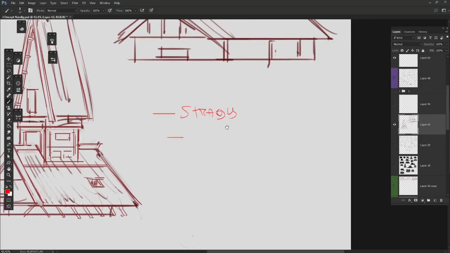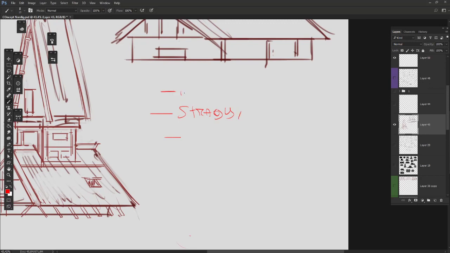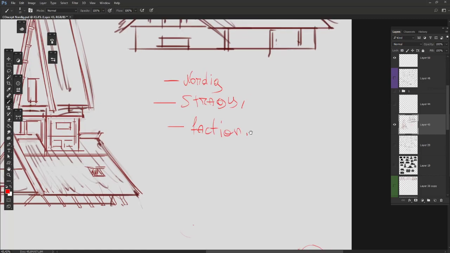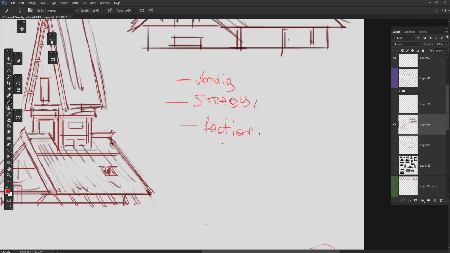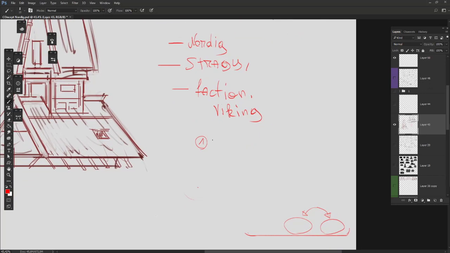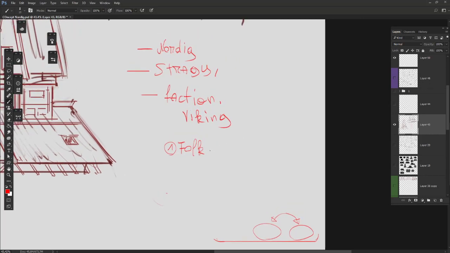But yeah, let me keep in mind we do a strategy game which is Nordic. And now we add a faction to it, because in strategy games there are always factions. So keep that in mind. So the faction is Vikings. So what we need to do in terms of Vikings, we know for a fact that number one is Folkhaus, where we increase our population. Okay. So we have that one.